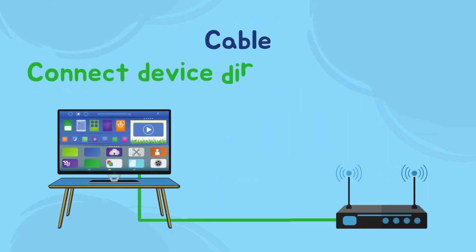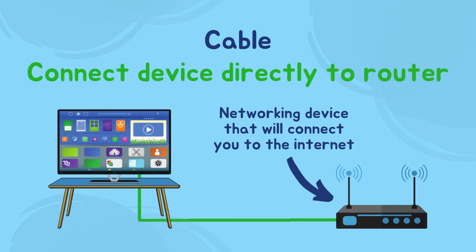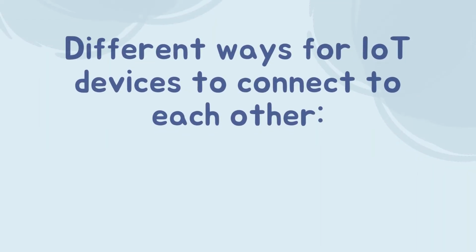Another way to connect to the Internet is through wires. You can connect your computer directly to a router. A router is a networking device that will connect you to the Internet. An example of a wired connection is a smart TV. Now how about connecting devices with each other?